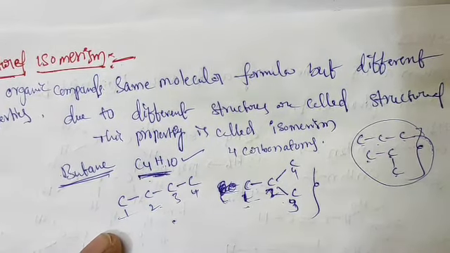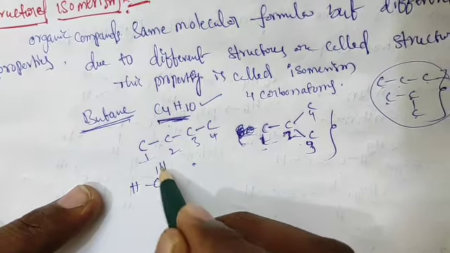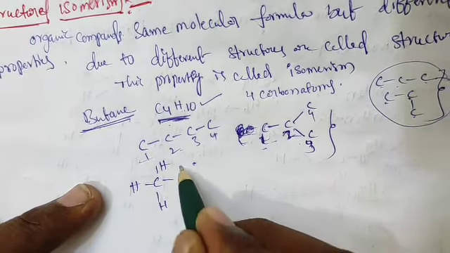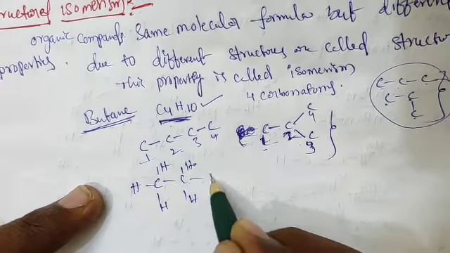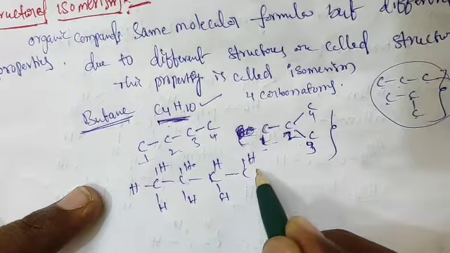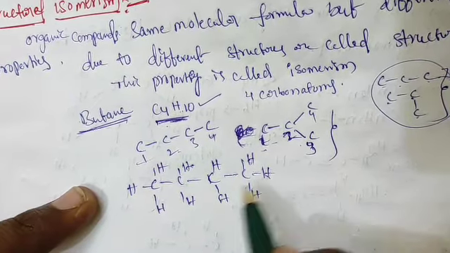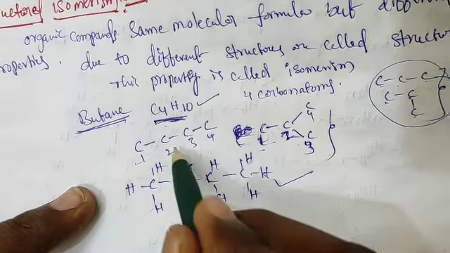Where do you have a doubt about 10 hydrogens? I will show you. CH3 first, like this. Next CH2, next carbon also CH2, next CH3. Yes? 3 plus 3 is 6, plus 4 is 10. This is the structure.